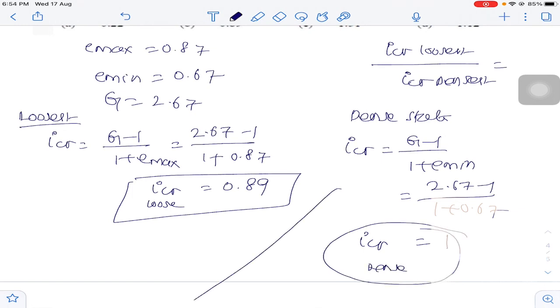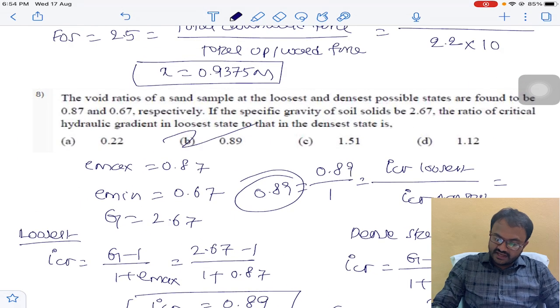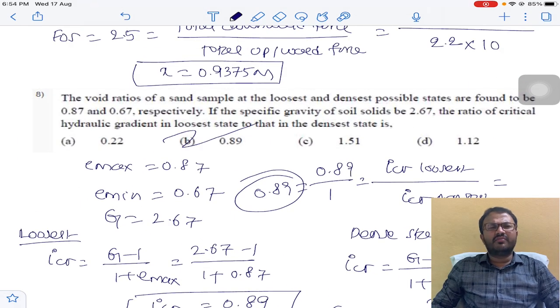So what he is asking, loosest state to the densest state, that is 0.89 divided by 1, you will get 0.89. So clear, the answer is B. Simple formula, critical hydraulic gradient is equal to (G minus 1) by (1 plus e). Based on this formula only the entire problem will go.